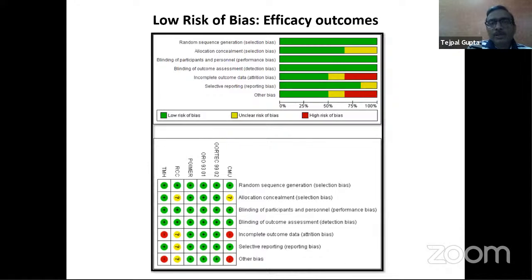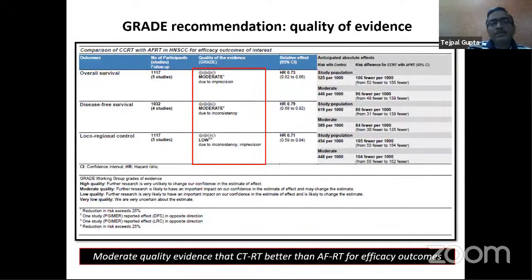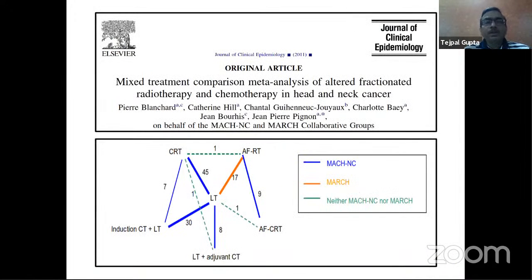The funnel plot showed no significant publication bias. There was a low risk of bias for efficacy outcomes, but a high risk of bias for the toxicity outcomes. And this is the summary of findings table from the GRADE recommendation. So there was moderate quality evidence that CTRT was better than altered fractionation RT for efficacy outcomes in definitive management of head and neck squamous cell carcinoma. The third comparison is the mixed treatment comparison, which combines the indirect and the direct comparisons.